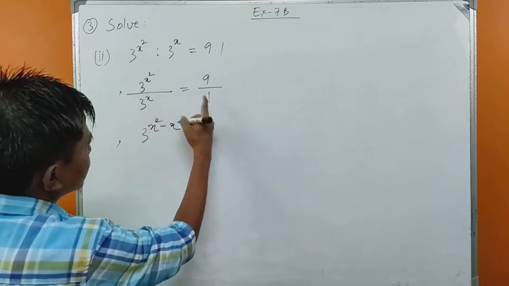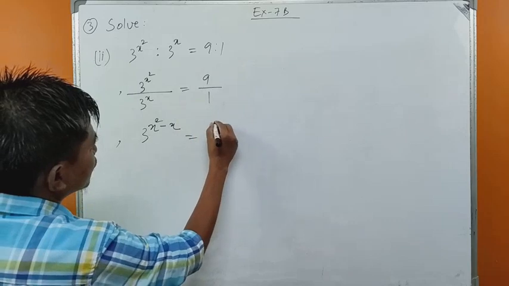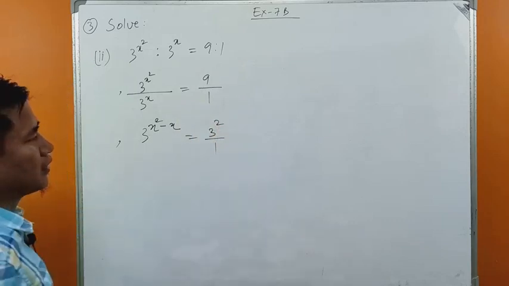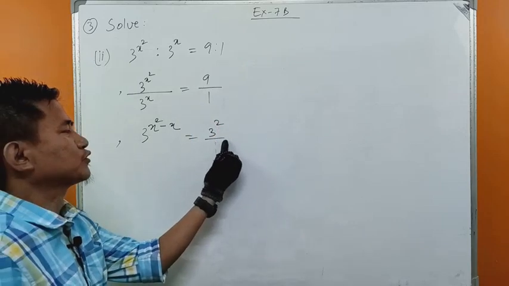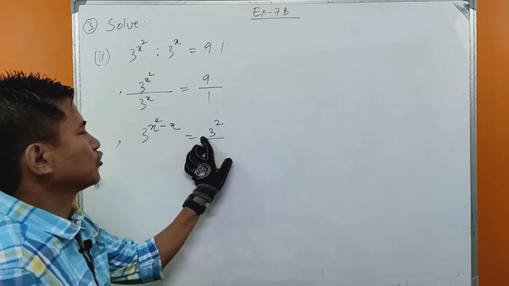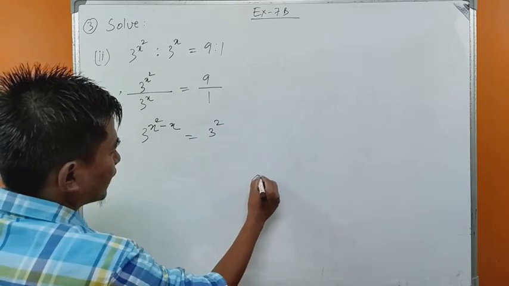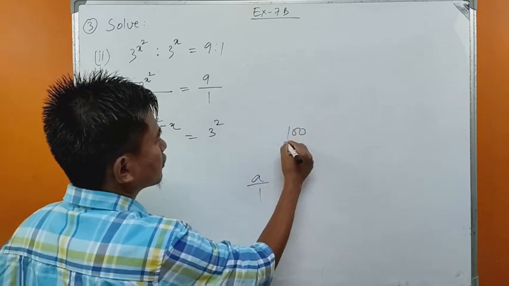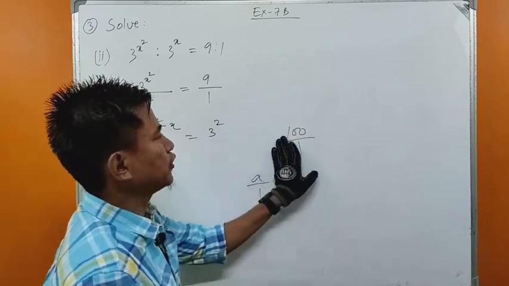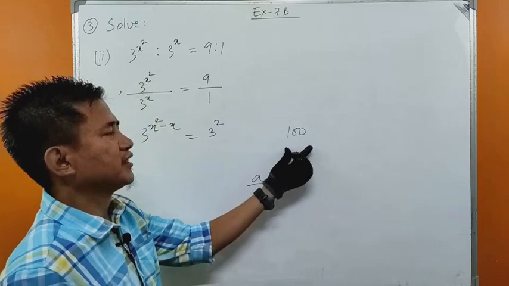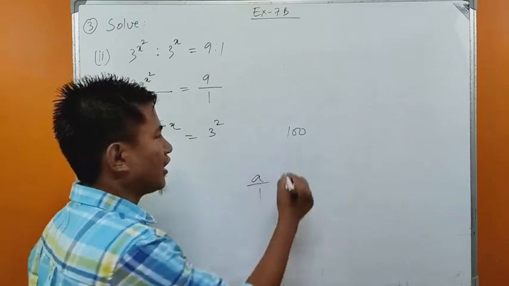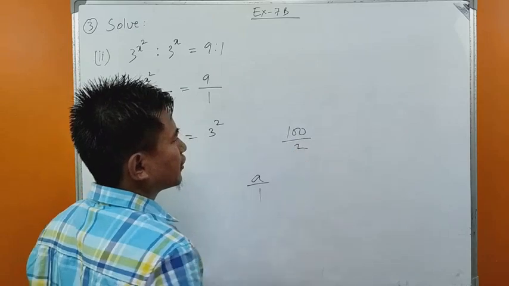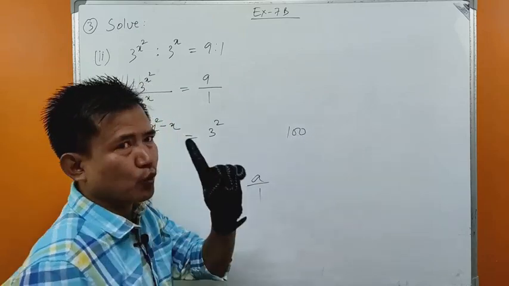Equals 9. 9 means 3 squared upon 1. 1 is no need to write because every number has 1 in the denominator. So no need to write this. If I write a, we should understand there is 1 in the denominator. If I write 100, we should understand there is 1 in the denominator. So we don't write 1, we just understand there is 1 in the denominator. Unless there is a number mentioned below in the denominator, we should always understand there is 1 in the denominator, okay?